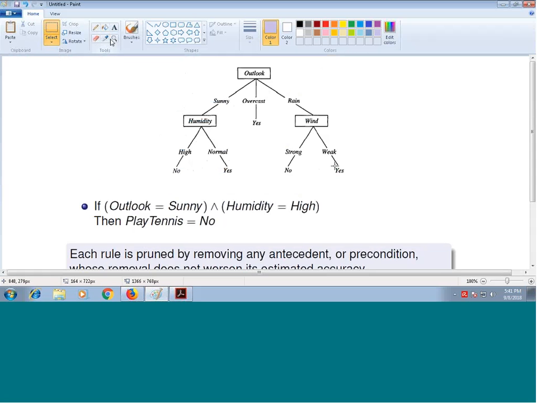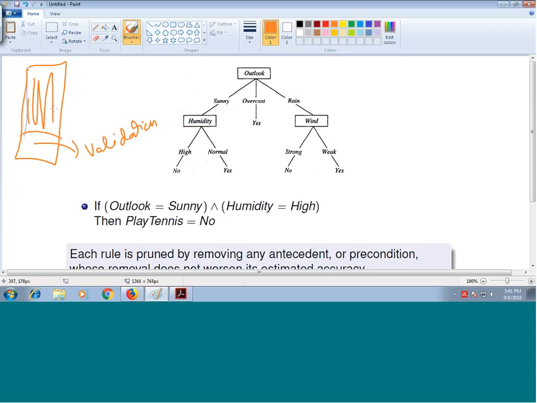So what I was telling is that data is given to you, the training data. Let's assume this much data is given to you. What you did is you took out some portion of the data for validation. You use the rest of this data to create the tree.